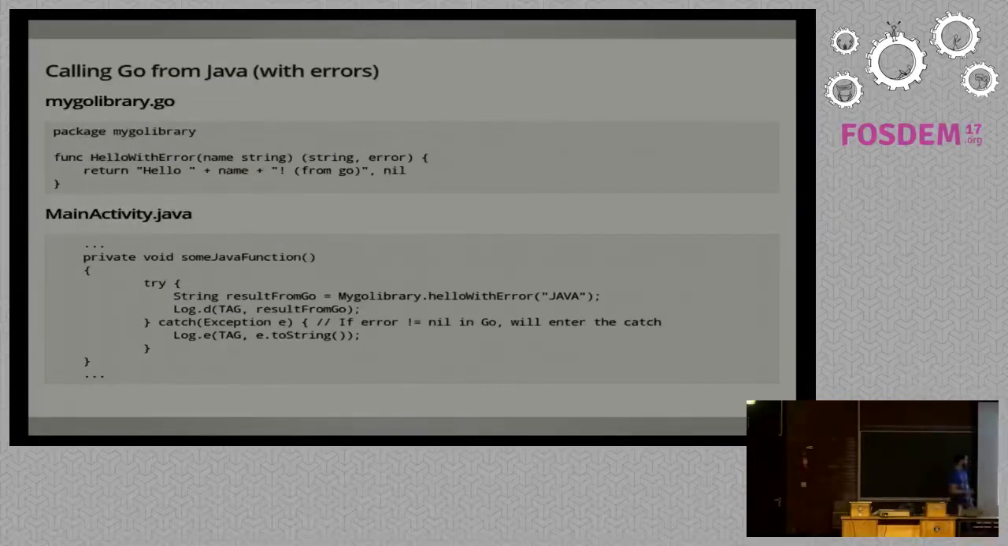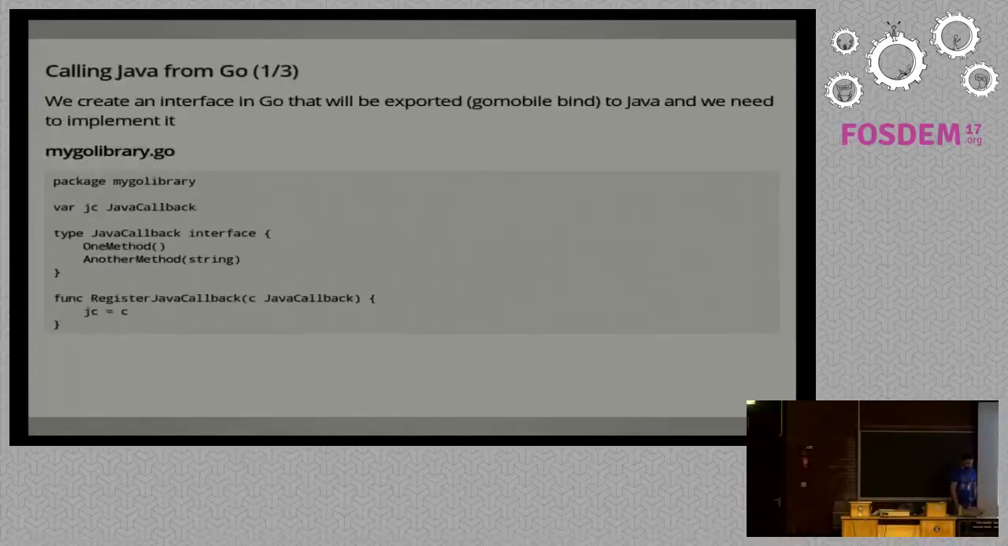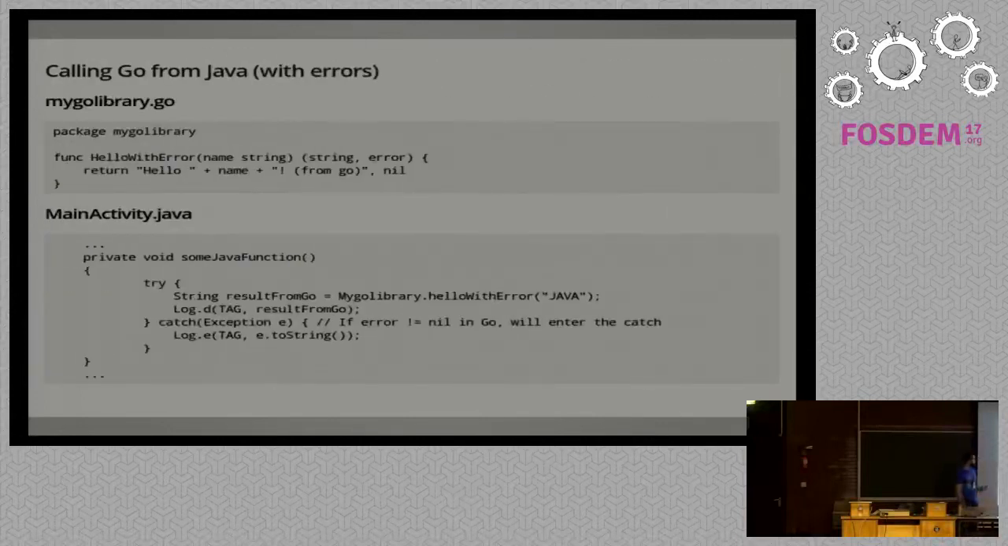This is an example of the same, but this time, as we said, we are returning two results. The second one has to be an error. And in Java, it's an exception we need to catch. If we don't catch it, well, it will complain. I mean, it doesn't compile. So that's how we make a call from Java to our Go code.